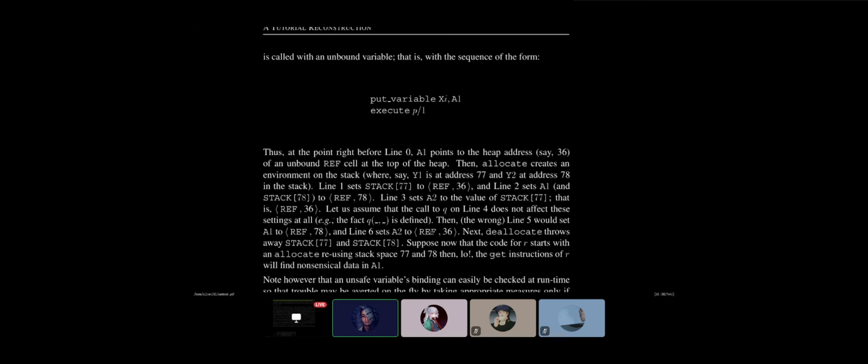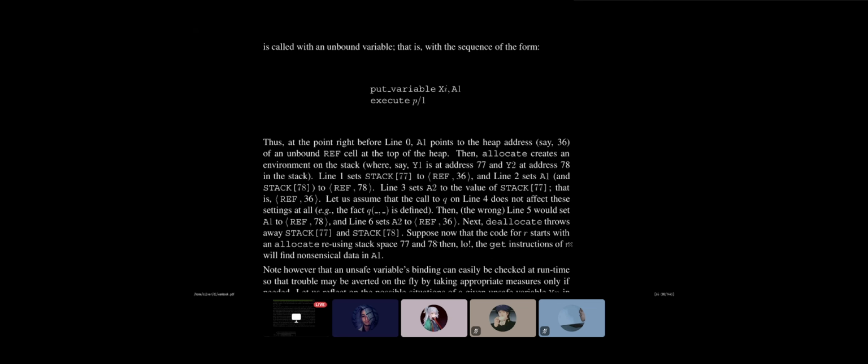Next, the deallocate throws away stack 77 and stack 78. Suppose now that the code for R starts with an allocate reusing stack space. The get instructions of R will find nonsensical data in A1.